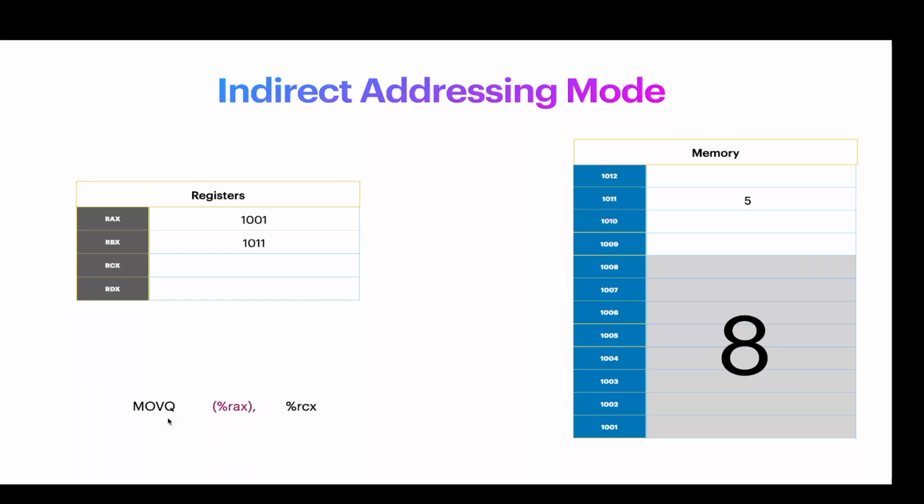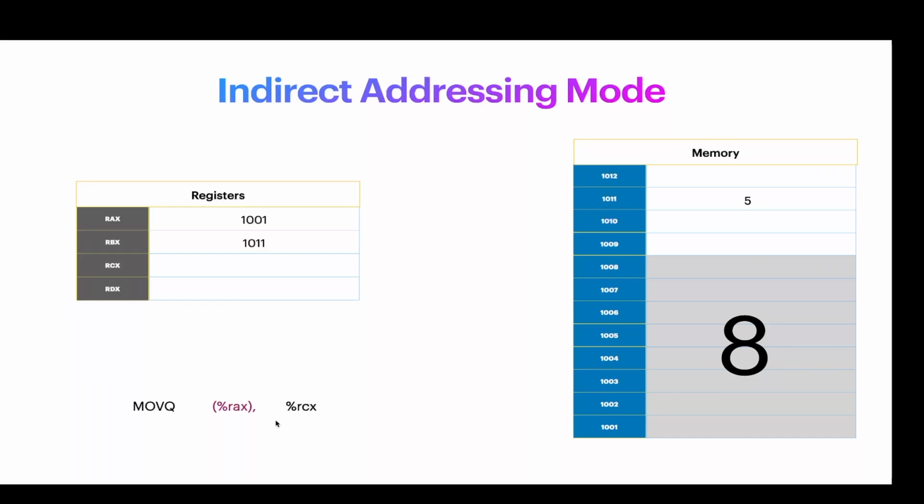So here's an instruction. It's a move instruction which says move. There's an RAX register within the parenthesis, and then there's an RCX register. The difference between the direct addressing mode that you saw in the previous slide and the indirect addressing mode that you're seeing here is the open and closing parenthesis. So the indirect addressing mode will have the open and closing parenthesis.